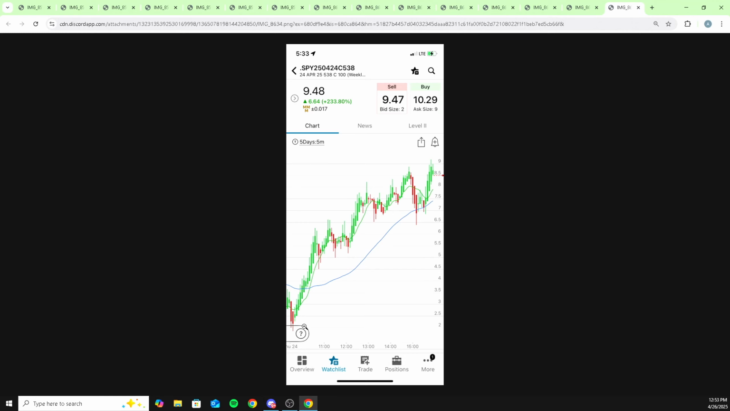A lot of people love to add things to it, like, oh, I'm just going to add another confluence to it. I'm just going to add the MACD. I'm going to add the VWAP on my chart. I'm going to add the 200 SMA. I'm going to add this, I'm going to add that. I don't know what we're doing, but just don't do that.